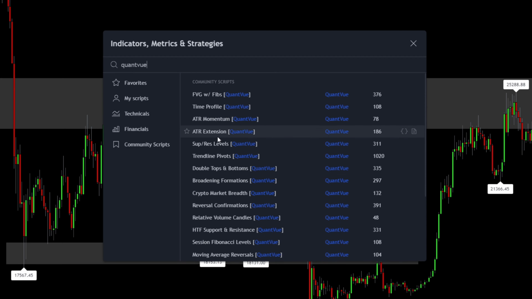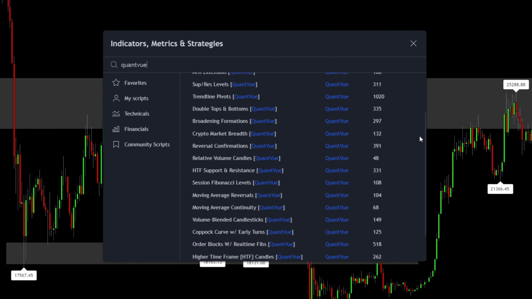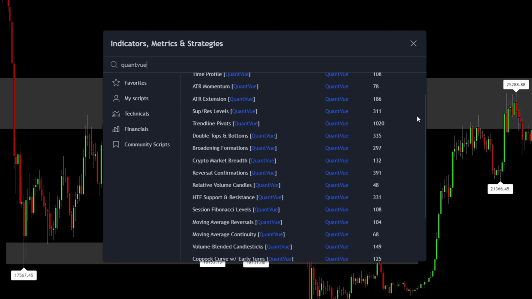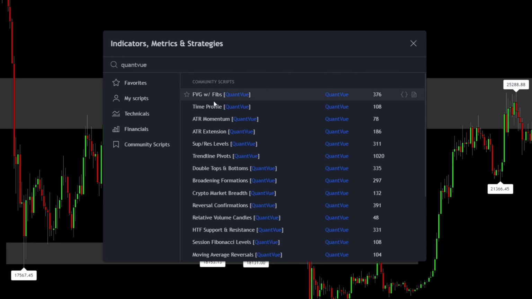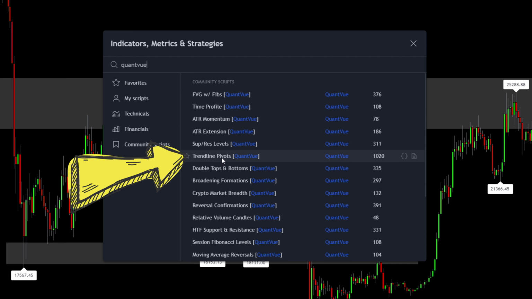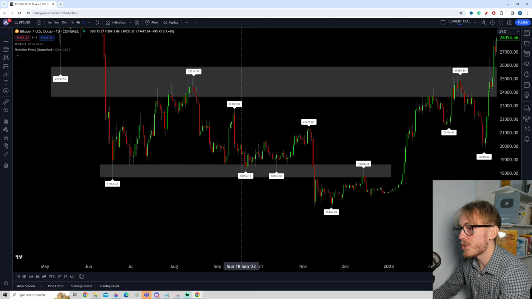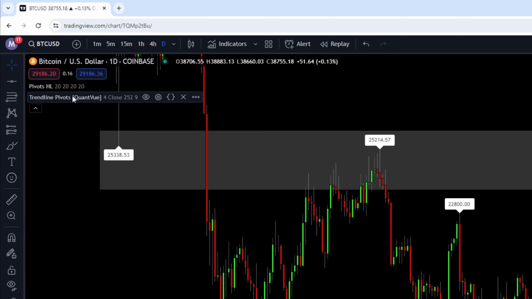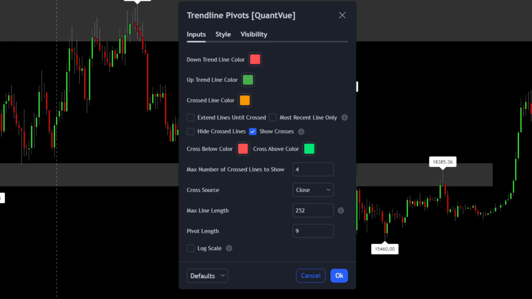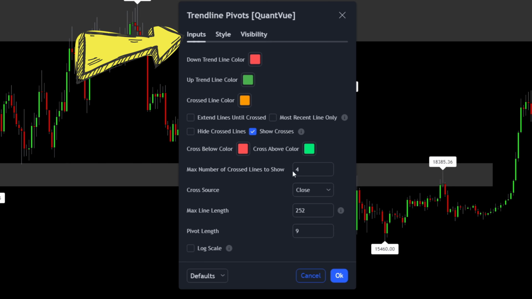But the indicator we want to use here is, let me check here, it should be somewhere here. The indicator we want to use here is called Trendline Pivot. You can see that this indicator is one of his most popular ones, and that is for a good reason. Now it's important to change a few settings. So we go up here to the settings tab for the indicator, and we want to make sure to be on the inputs tab right here. And you can see that we have a few different settings. You can change the color of the indicator and so on.